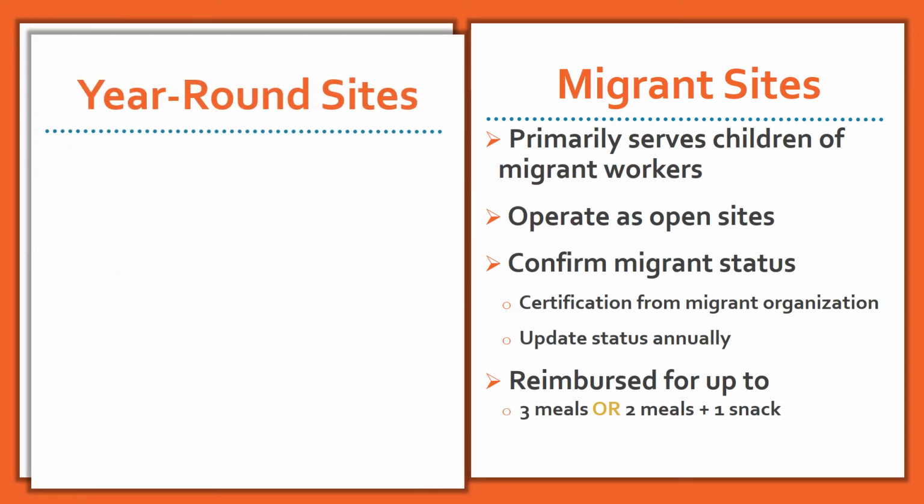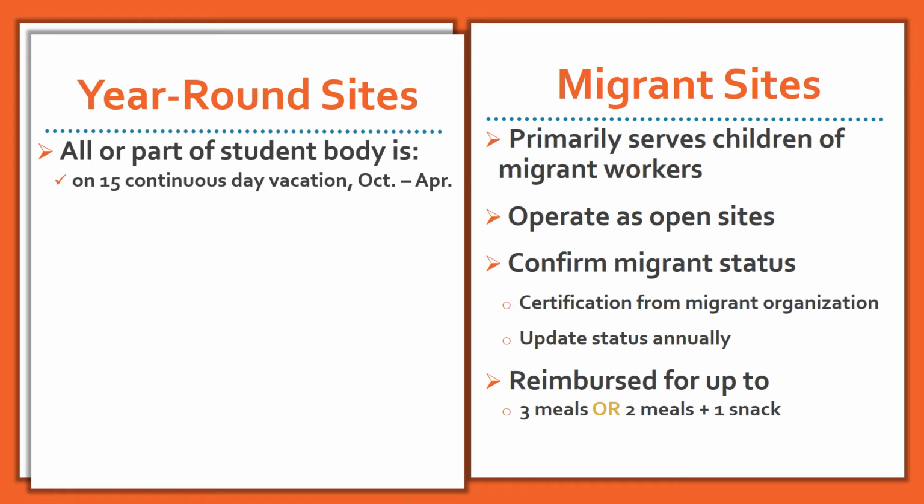A continuous school calendar is defined as a situation in which all or part of the student body of a school is A, on a vacation for periods of 15 continuous school days or more during October through April, and B, in attendance at regularly scheduled classes during most of May through September. Some school districts use a calendar that provides less than 15 days for off-track periods. In these situations, state agencies may waive the 15 continuous school day requirement, provided that the school system is operating regular class sessions on a year-round basis.